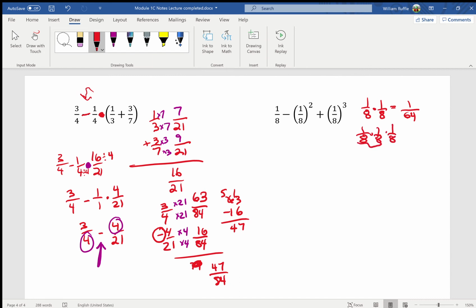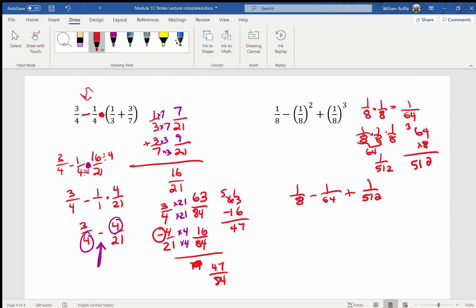Now I already know from here to here that's 64, so I really got to do 64 times 8. 8 times 4 is 32, carry the 3. 8 times 6 is 48, plus 3 is 51, so 512. So, we have 3 fractions here. 1/8 minus 1/64 plus 1 over 512.